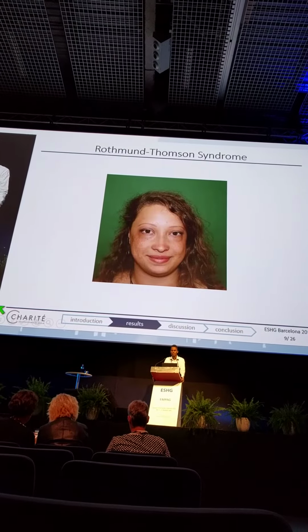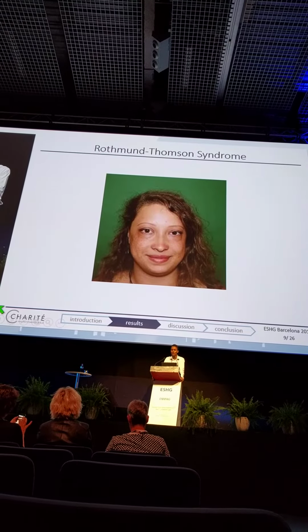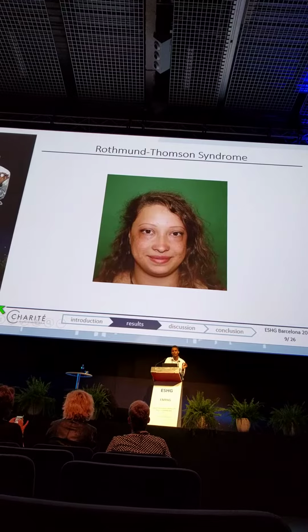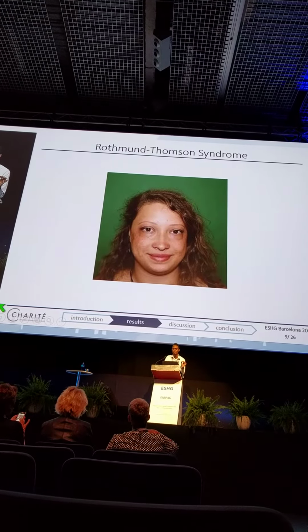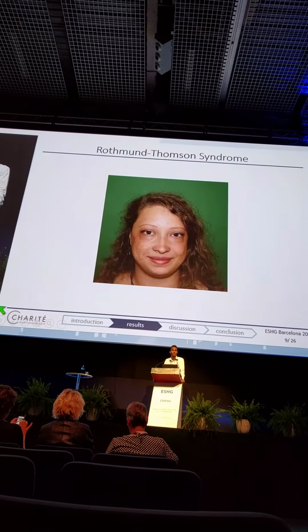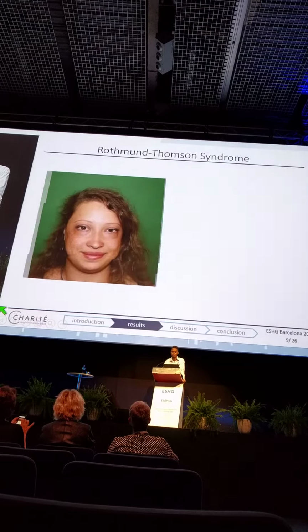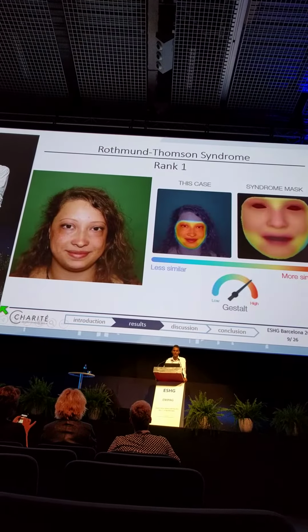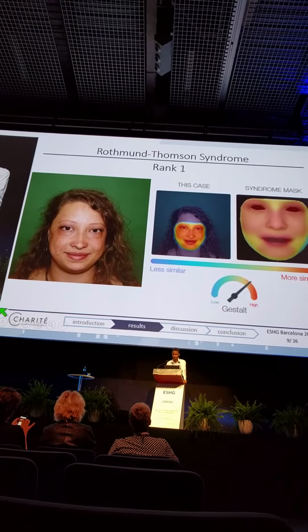We also tested on this patient who has Rothmund-Thomson syndrome, and note that one of the key features in Rothmund-Thomson syndrome is the absence of eyebrows. The patient used makeup to cover this feature. And still, the correct diagnosis was seen on rank 1.